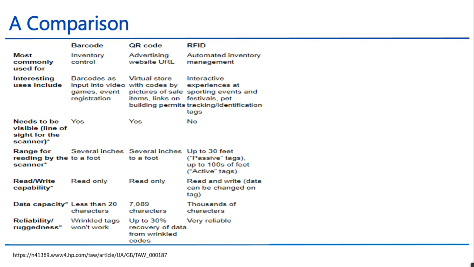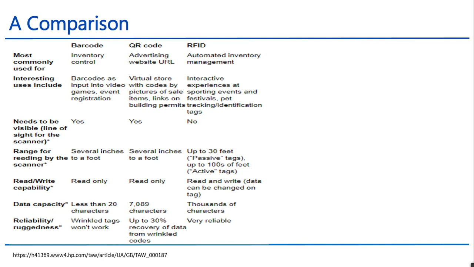Now if we talk about the reliability and ruggedness, for example a barcode, if it is wrinkled, it will not work. Similar is the case of a QR code, right? There is up to 30% recovery of data from wrinkled codes, which means that if the QR code is wrinkled, only 30% of information can be captured and 70% cannot be captured. Or if the QR code is 70% rugged or wrinkled, then you will not be able to get any information. However, that is not the case of RFID. Even if it is wrinkled to some extent or damaged to some extent, it can still read the information in the RFID tag.